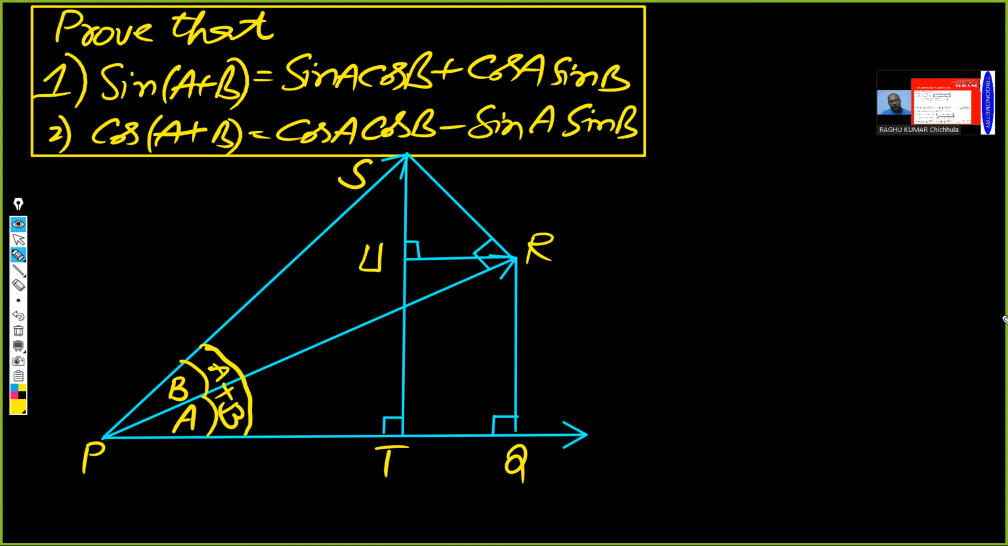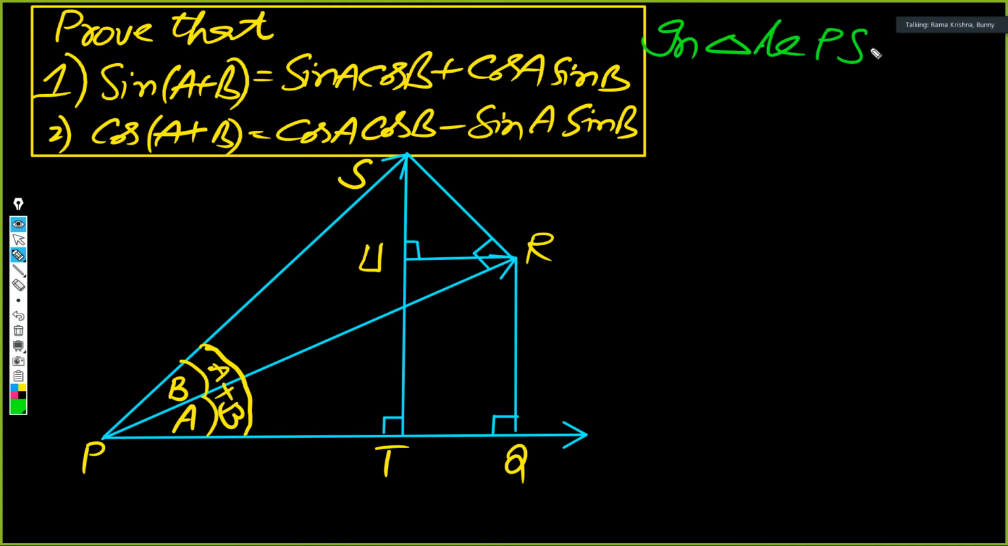Okay. Now my purpose is I have to find out sine of A plus B. Don't forget that first. I have to find out sine of A plus B. So now I am taking up first sine of A plus B. And in triangle PST, you tell me, in triangle PST, what is sine of A plus B, please? Anyone. ST by PS. Opposite side by hypotenuse.